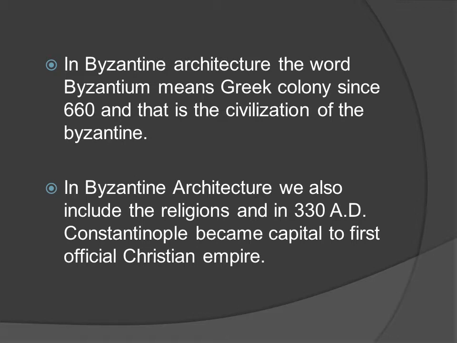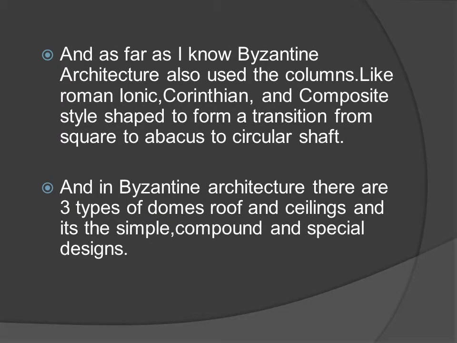In Byzantine architecture, we also include the religions, and in 330 AD, Constantinople became capital to the first official Christian empire. And as far as I know, Byzantine architecture also used columns like the Roman Ionic, Corinthian, and Composite styles, shifting to form a transition from square abacus to circular shaft.